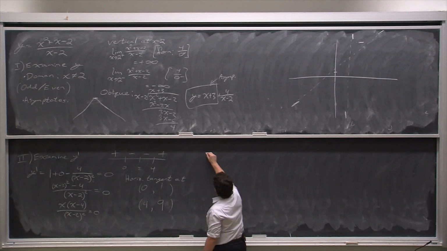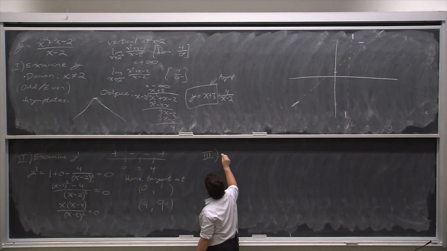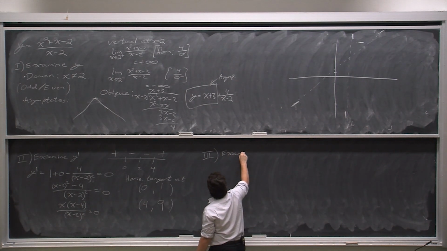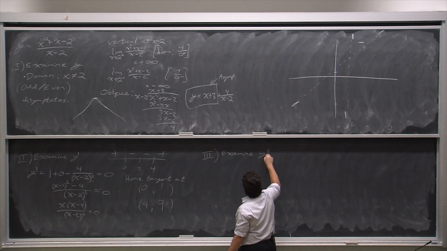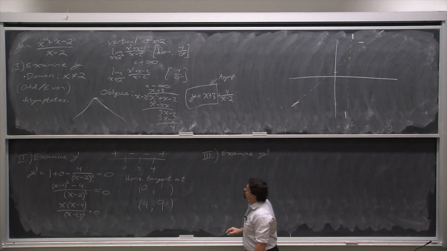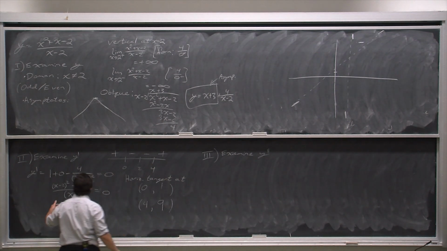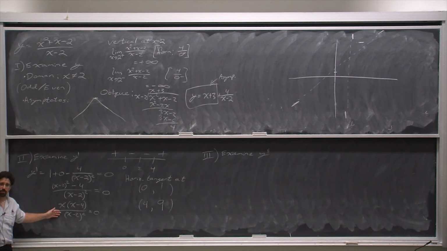For completion's sake, examine y double prime. So, I can take the derivative of y prime as it's seen over here, or I can take the derivative of y prime as we have it over here. This better not be an actual option for you guys. You shouldn't have to think about it. Right? This over here, you've got a quadratic over a quadratic, and you would have to use the quotient rule for that.